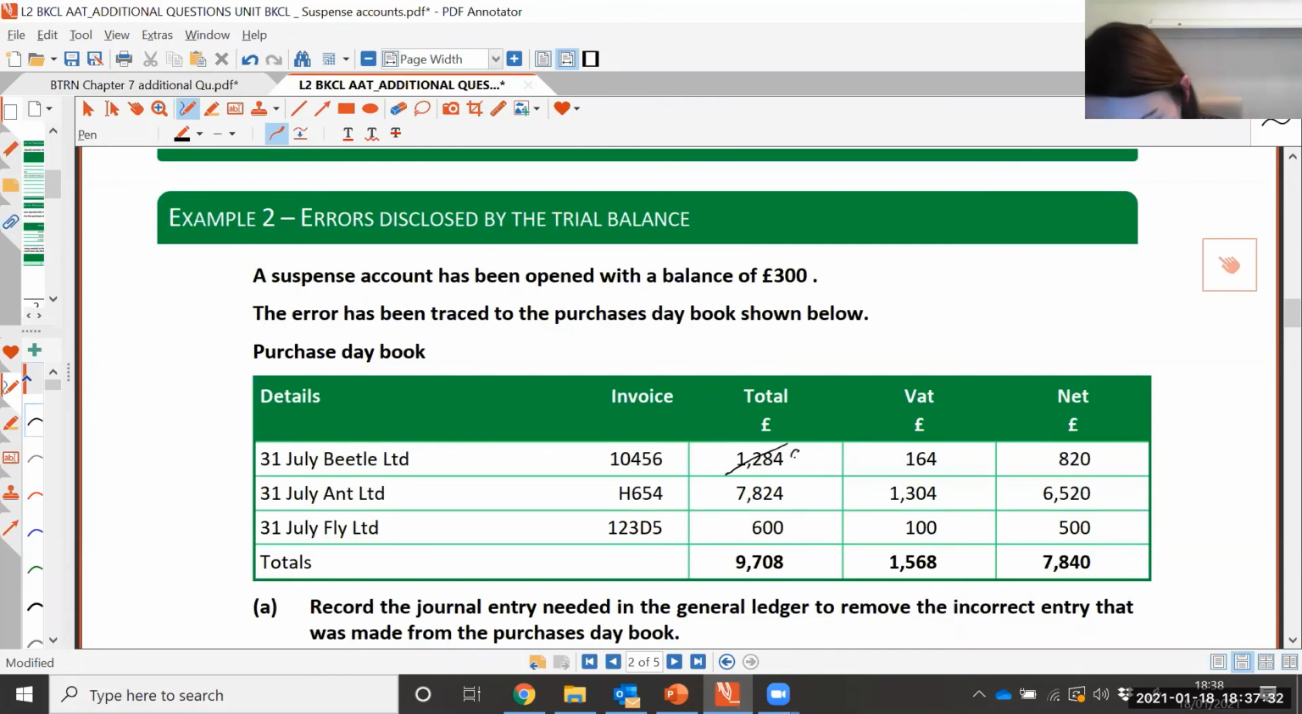It should be 984. So it means that this figure, the 9,708, is also wrong. So what should it be? Yeah, good. So it should be 9,408. So this is where our £300 suspense has come from.